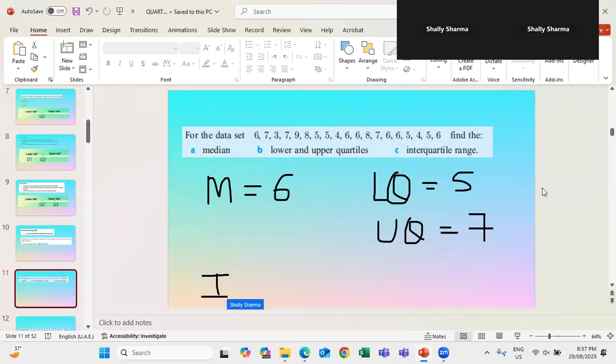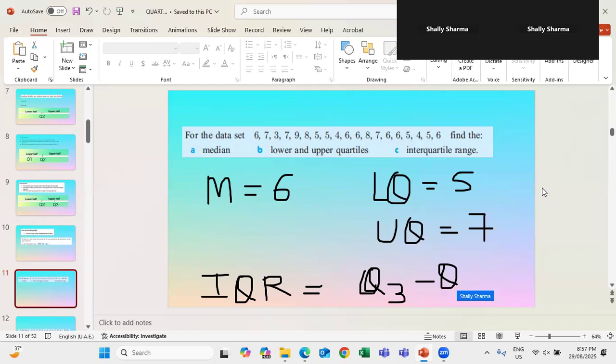Now I have to find IQR, which is the interquartile range, and that is upper quartile, which is Q3, minus lower quartile, which is Q1. 7 take away 5, and that is equal to 2. Clear?